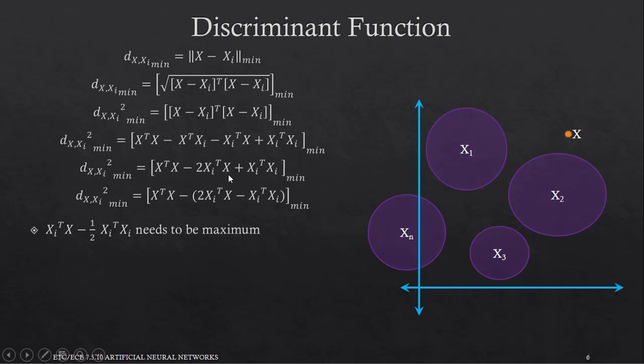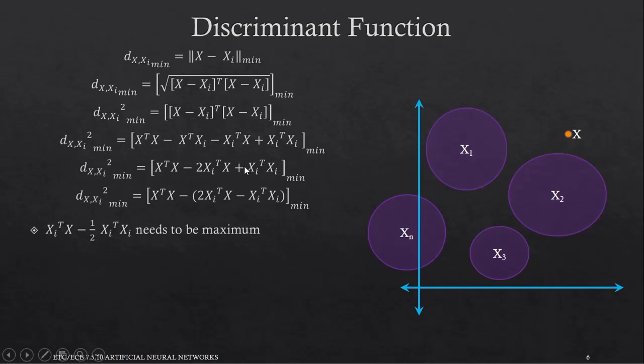Observe here that x is the pattern for which we are trying to find the class membership, and xi is the prototype point of the ith class. That means the first term over here is x transpose x. This is a fixed quantity, and the second and the third term vary for various classes because there is xi there. We need to search for that class i for which this distance is minimum.